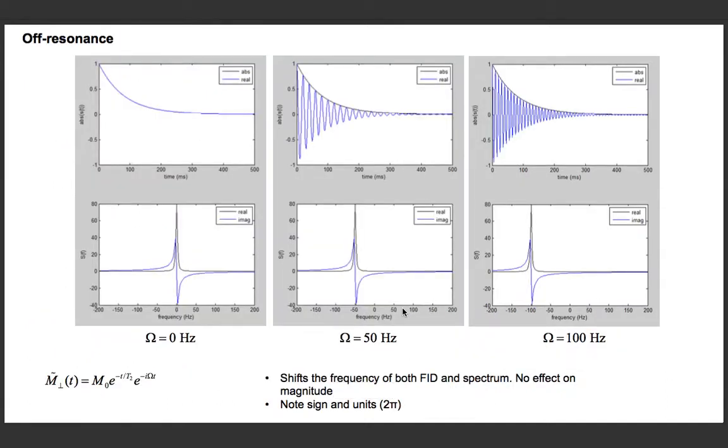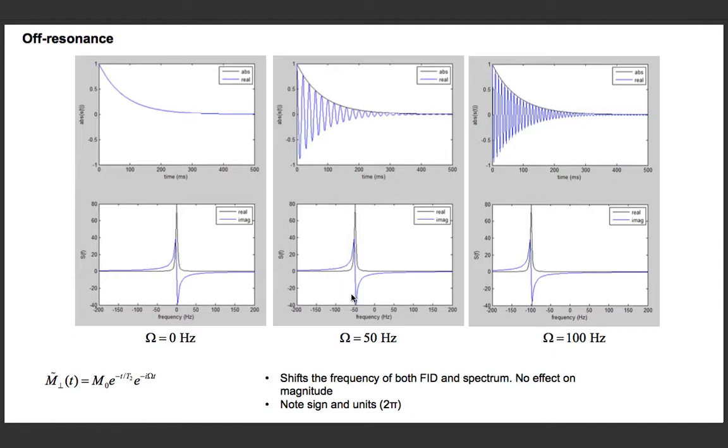As when we handed out the homework, I also provided some code online to do some simulations of the FID experiment. So here's on resonance, the signal, and the Fourier transform of this. It's not part of the homework this time, but it's worthwhile to go through and look at different offset, different omega values. You can see what happens in the frequency domain as I change this off-resonance term: the peak here shifts.